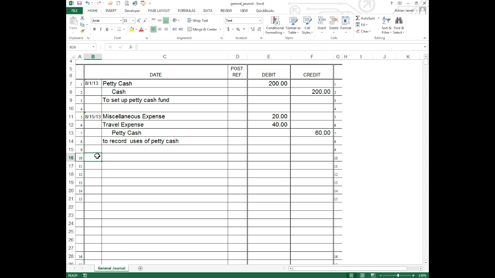Then finally, if we decide to replenish the fund, then we would just do the same entry as we had before. So we've got a balance of $140 in petty cash. We want to juice it back up to the balance we used to have. We'll debit again petty cash and credit cash for the amount that we need.